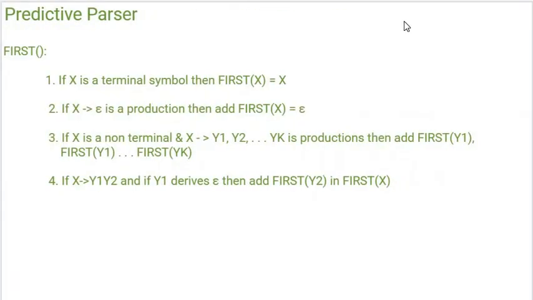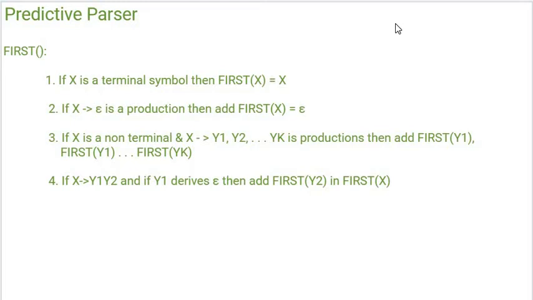So the next rule is, suppose we have a production like x tends to y1 y2. Now if we want to compute first of x, what are we doing? We will be computing first of y1. So first of x equals first of y1 that we will be computing.